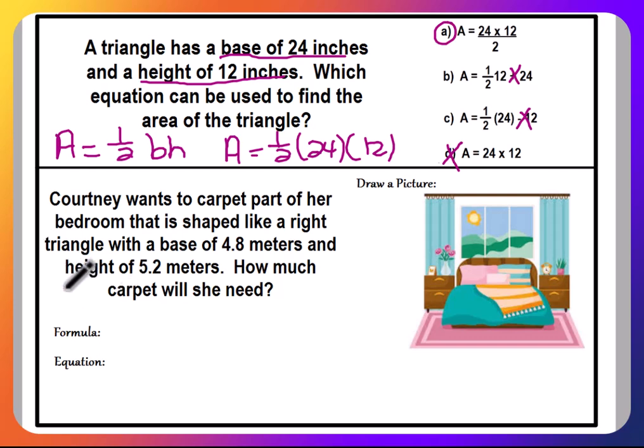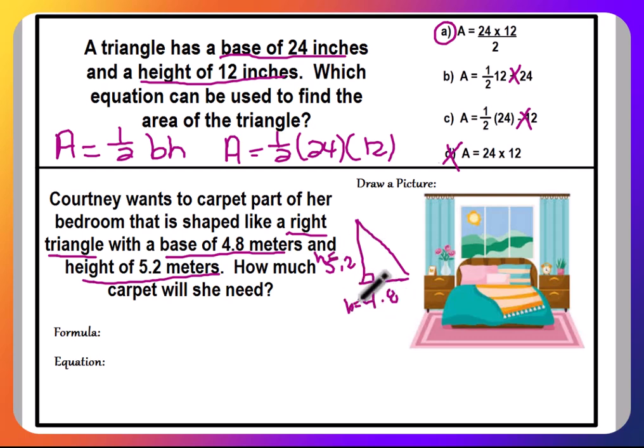Courtney wants to carpet part of her bedroom that is shaped like a right triangle. If you want to draw a picture, you can. The right triangle has that right angle. It has a base of 4.8 meters and a height of 5.2 meters. How much carpet will she need? Okay, so here's my base of 4.8. The height, I do have a line perpendicular to the base, don't I? Because that right angle makes perpendicular lines. So this is going to be the 5.2. This is the height. This is the base.